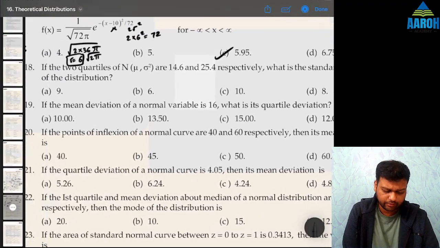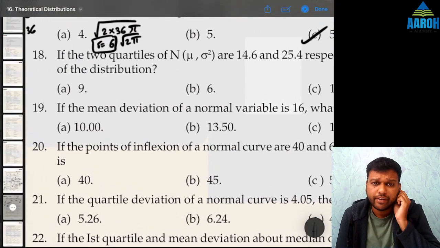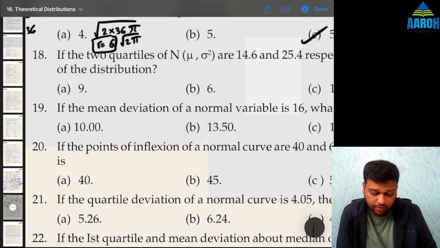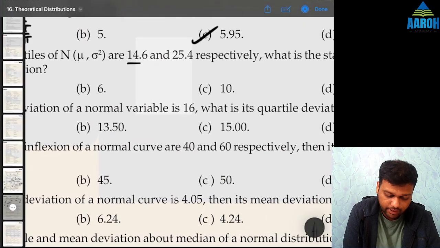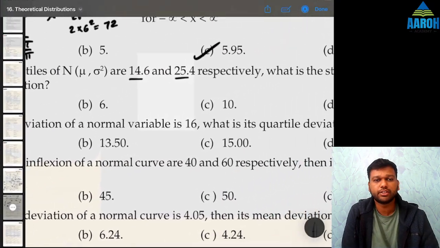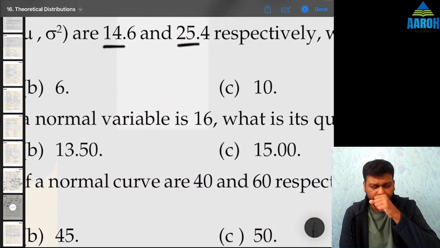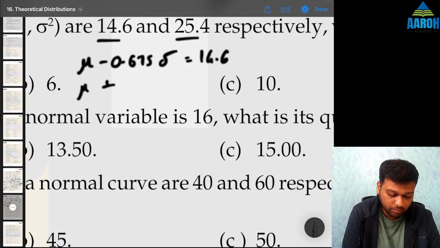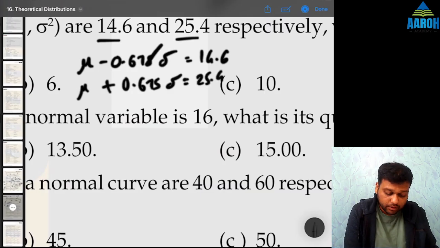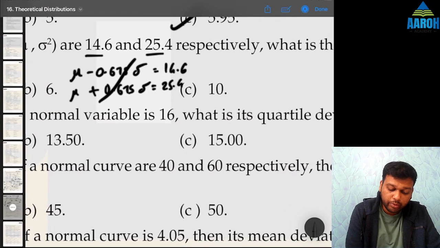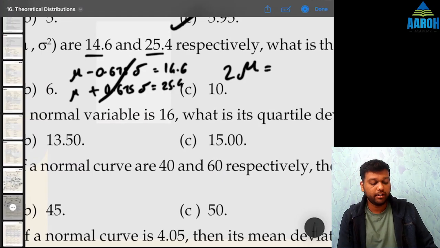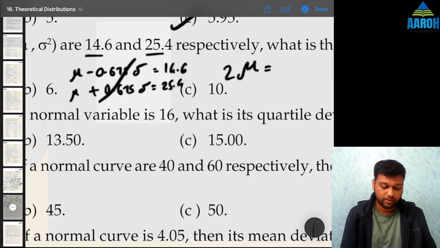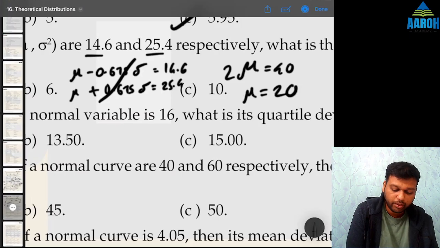Okay, next. If the two quartiles of a normal distribution with mu and sigma square are this and this, then what is the standard deviation of the distribution? Okay, two quartiles, we just saw that quartile 1 is mu minus 0.675 sigma and the other is mu plus 0.675 sigma. So can I just add the two? This will be cancelled. That means 2 mu will be 14.6 plus 25.4, that is 40. That means mu is going to be 20.